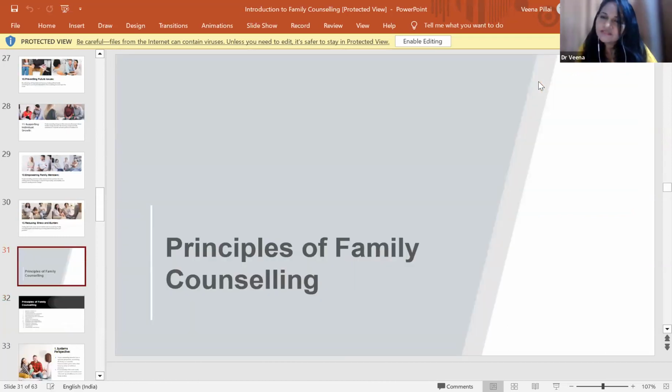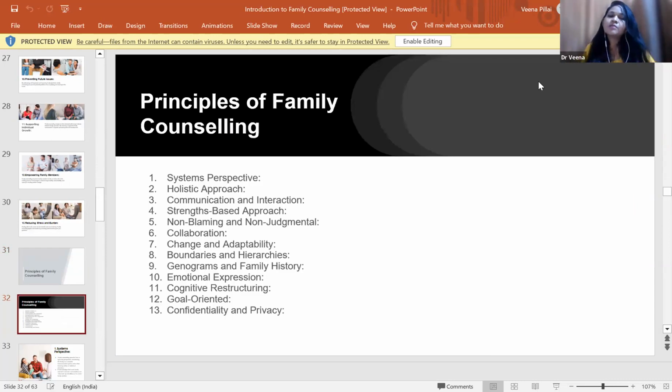So what are the principles of family counseling? When we talk about the principles of family counseling, we have the systems perspective, it is holistic in approach, and it helps to have a non-blaming and non-judgmental perspective. It helps to identify collaboration, to create boundaries and hierarchies. It also helps to find the genogram and family history, cognitive restructuring, goal orientation, and confidentiality and privacy. Now let us look at each one of these.